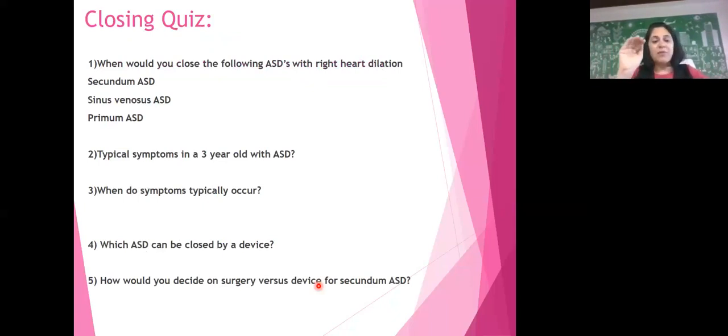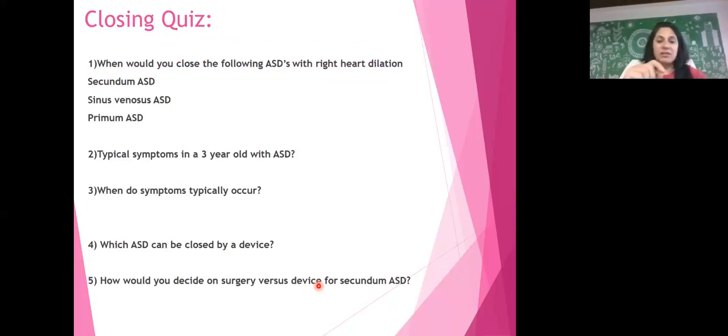If you have primum ASD, I've had even my own PGs say, but it is primum, we should still close. But if there is no RA RV dilation and there is no mitral regurgitation, what are we closing for? We close an ASD so that we prevent pulmonary hypertension in the future, so that we bring down the RA RV dilation for them to have a normal life. If there is no RA RV dilation, why do we need to close? Then the only indication to close is if they are at risk for paradoxical embolus.